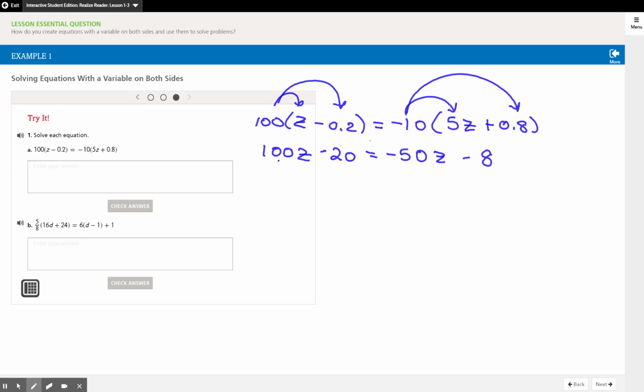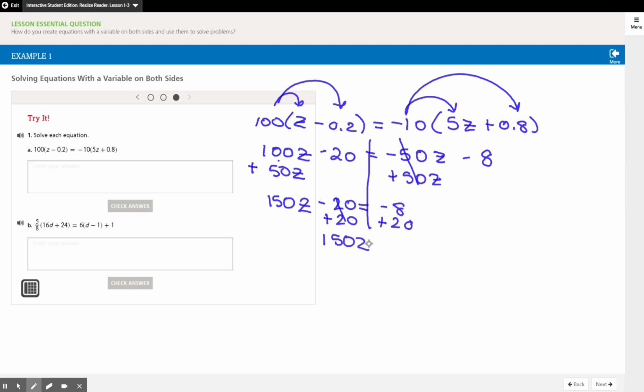Now, once again, I recommend putting the z's to the left-hand side first. So I'm going to add 50 z's. Now notice I'm not going to line it up underneath the negative 20. I have to line it up underneath the 100z because they're both z's. And then it's 150 z's minus 20 equals negative 8. So we can add 20 to both sides. So 150 z equals 12.